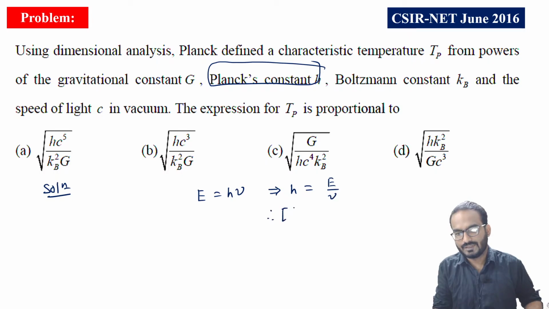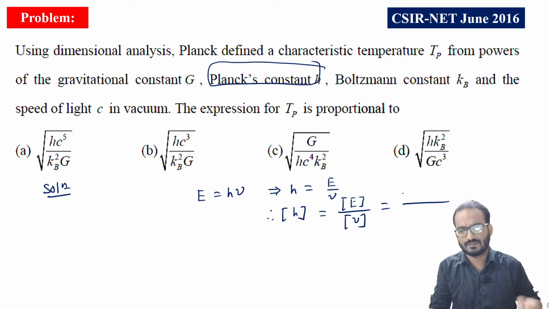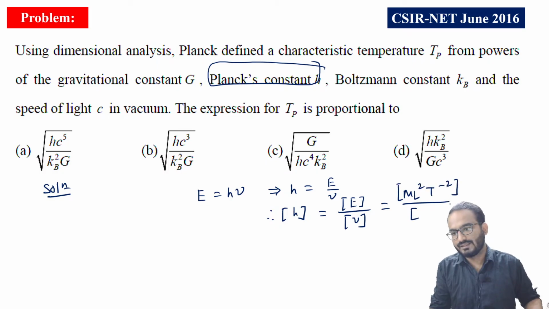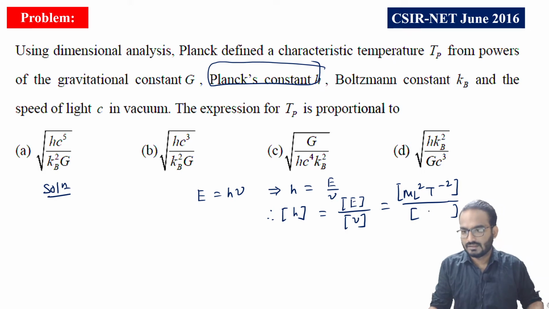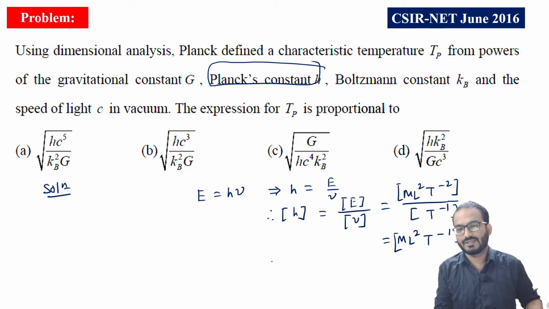So what will be the dimension of h? Dimension of h is dimension of E divided by dimension of nu. What is the dimension of E? Force times displacement, basically the dimension of work. So it is M L square T to the power minus 2, and nu, you know what the dimension of nu is? This is T inverse. It becomes M L square T to the power minus 1. So this is the dimension of h.